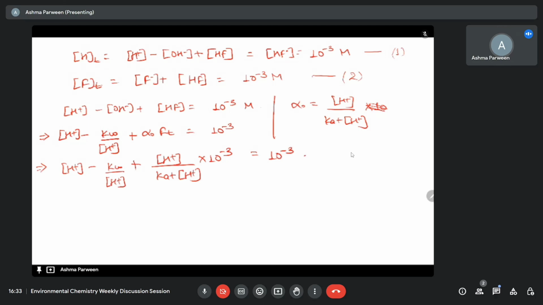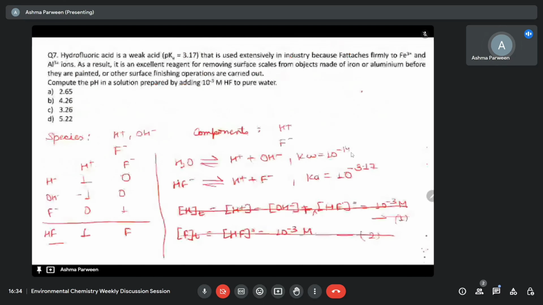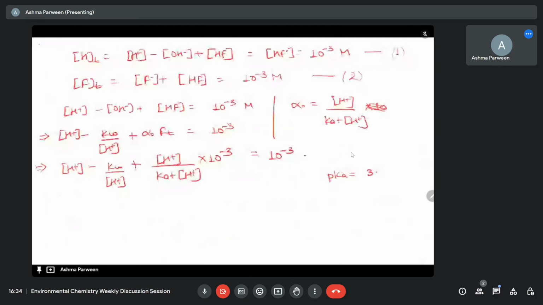Since it is given that the pKa value was 3.17, and we are adding an acid, we can expect the pH to be less than 7. If pH is less than 7, then we can neglect the hydroxide ion concentration. So we can neglect it, taking it as 0. So now we can see that our equation is simplified.